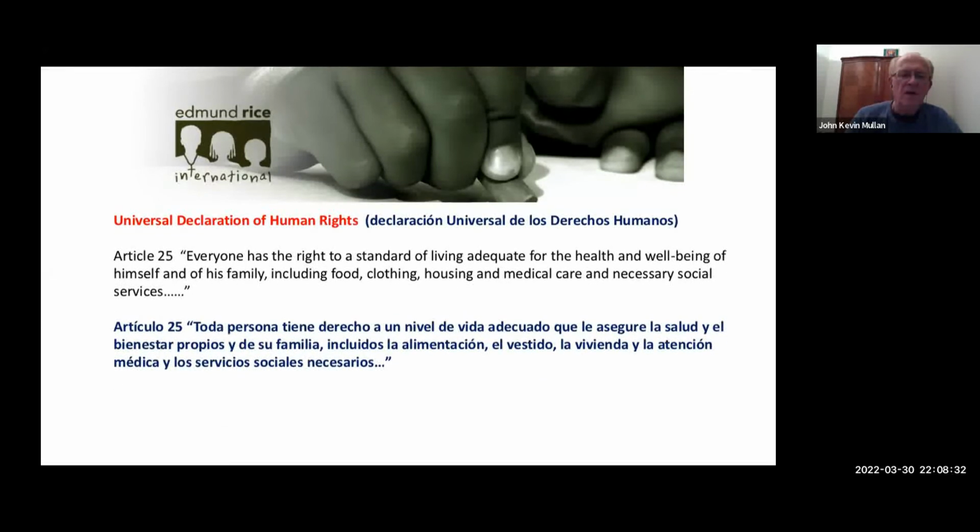And just to give you one article from the Universal Declaration, Article 25, and see what it says here. Everyone has the right to a standard of living adequate for the health and well-being of himself and his family, including food, clothing, housing, medical care, and necessary social services. Now, you can excuse the language coming from 1948, but it's really emphasizing in this article that people have a right to family life, food, clothing, housing, medical care, social protection.